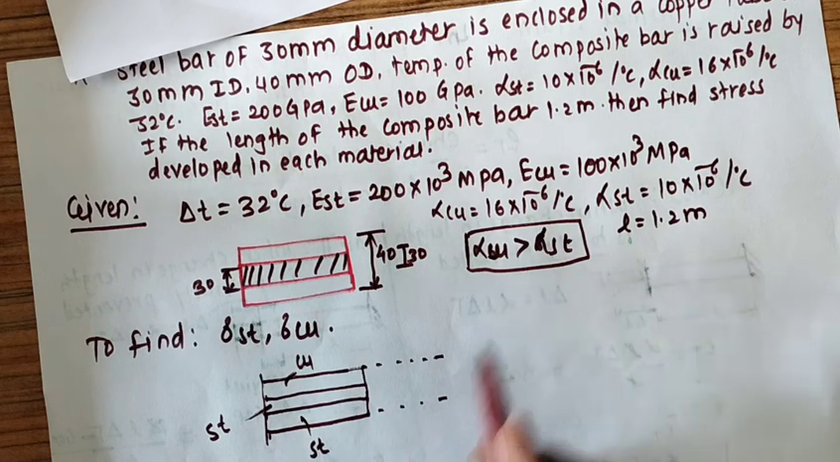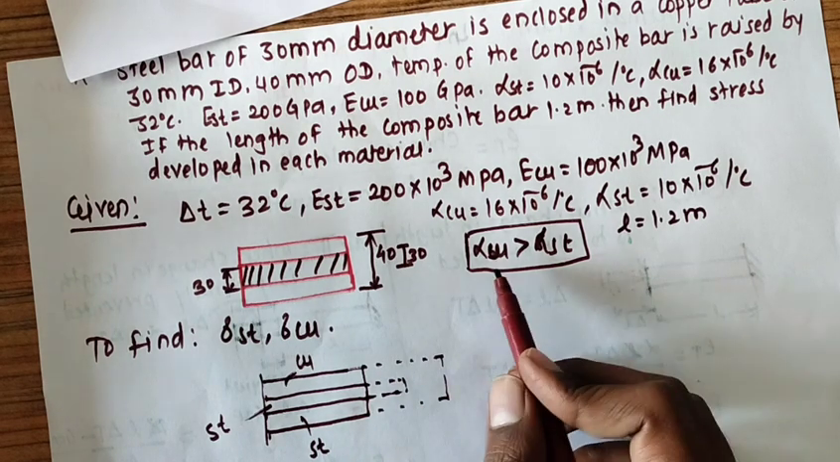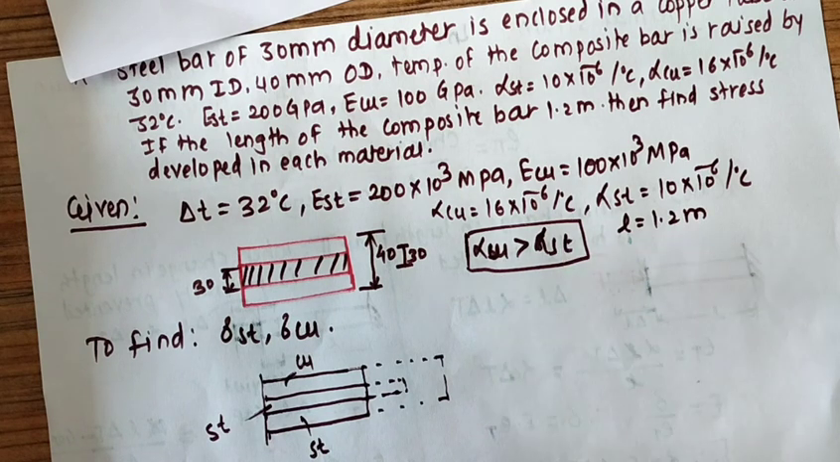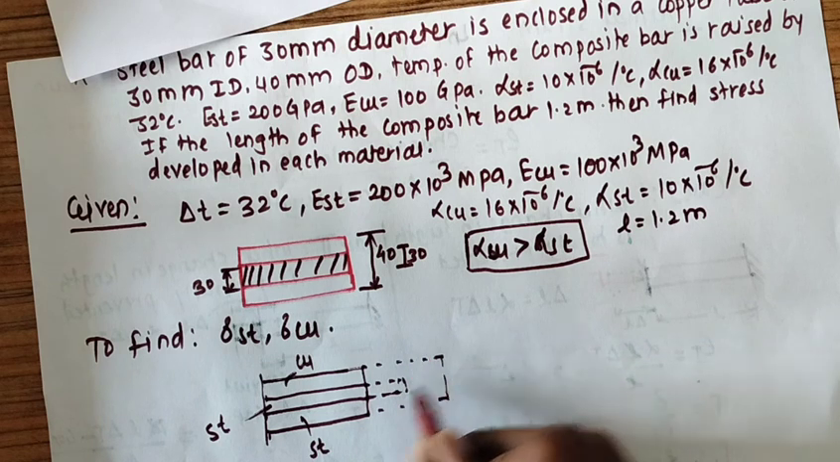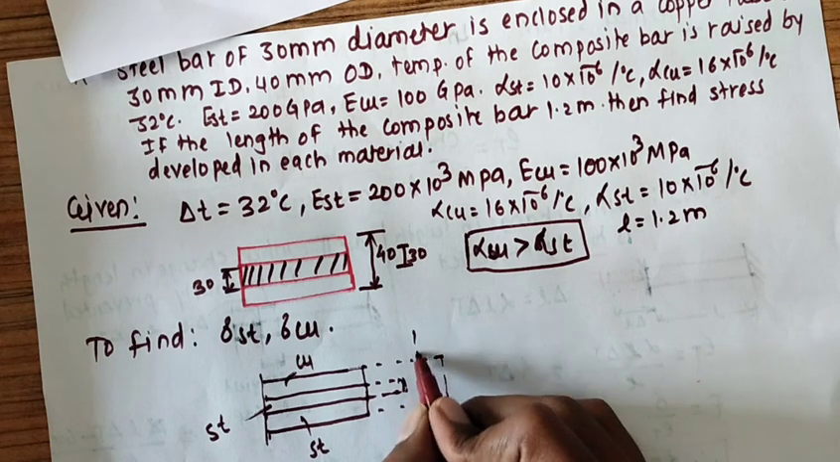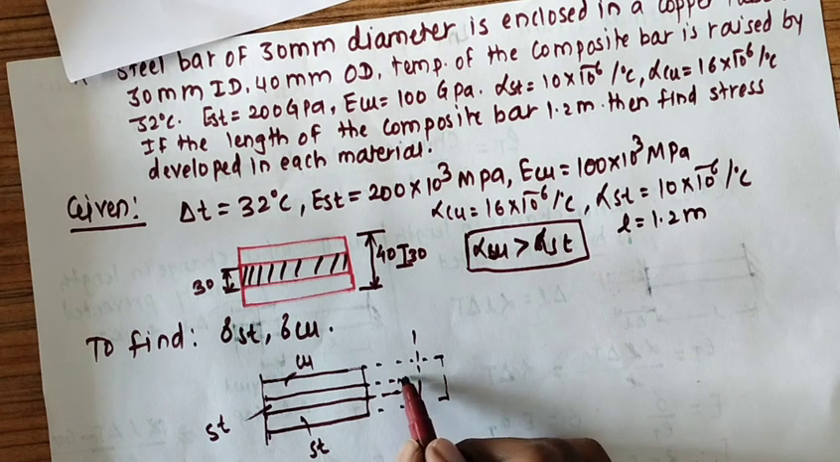As alpha Cu is greater, it will expand by a larger amount, while steel will expand by a smaller amount, as alpha Cu is greater than alpha St. But as they are rigidly connected together, when they are free, this is the expansion of copper and this is the expansion of steel. But as they are connected together, their expansion is not here or here, but somewhere in between. So what happened in this case?